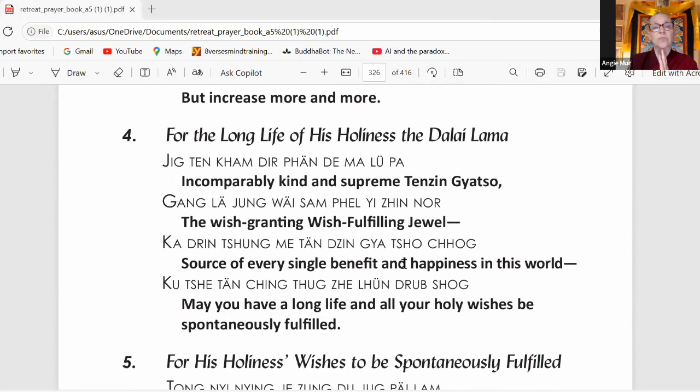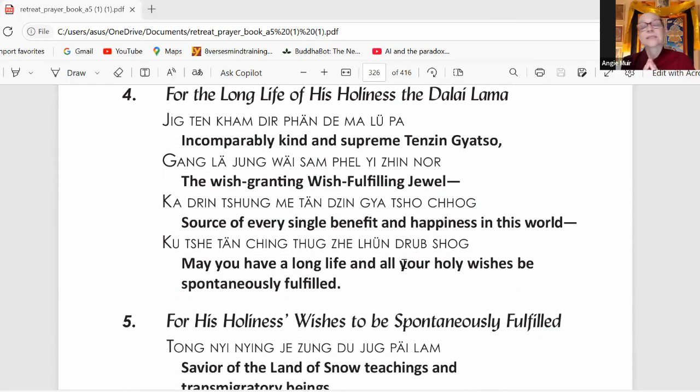In His Holiness's long life prayer: Incomparable, kind, and supreme Tenzin Gyatso, the wish-granting, wish-fulfilling jewel, source of every single benefit and happiness in this world, may you have a long life and all your holy wishes be spontaneously fulfilled.